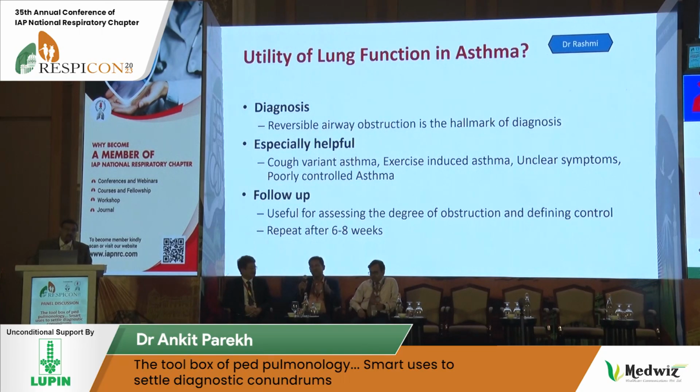Ideally, as per GINA, spirometry should be done before starting the controller therapy. But many children get referred to us already on some kind of treatment. If the child is on treatment, you have to do spirometry after 6 to 8 weeks. If somebody asks what the earliest time point you can do it is, it is 4 weeks. So never do it before 4 weeks. The ideal time for doing spirometry is 6 to 8 weeks.